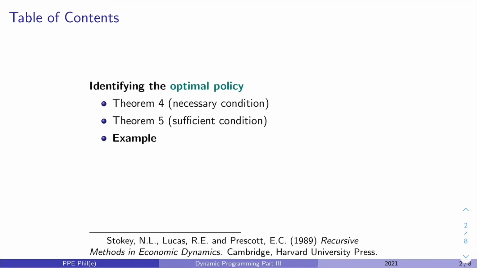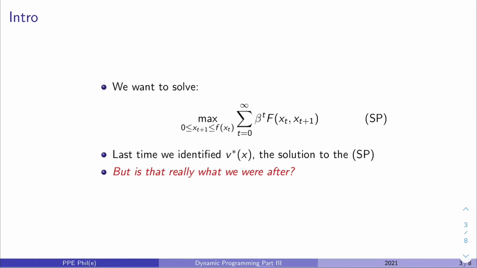So, for identifying the optimal policy, we're going to proceed as last time. First, we're going to see a necessary condition, then look at what we need to make it sufficient. In the end, we're also going to see an example. We're really interested in solving dynamic optimization problems.